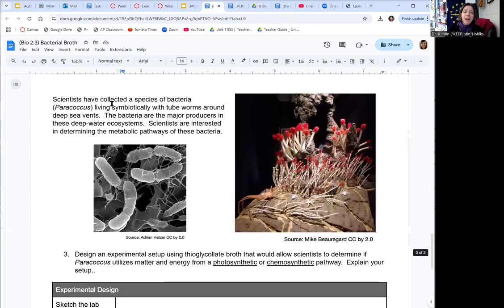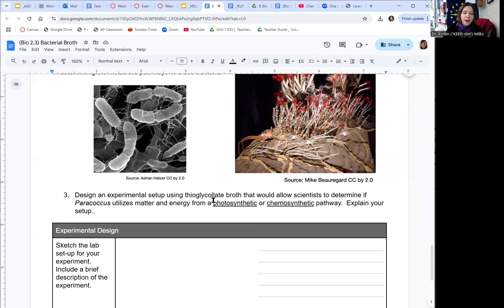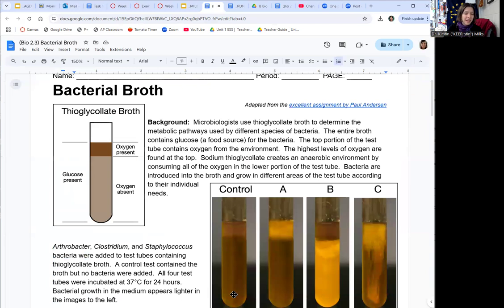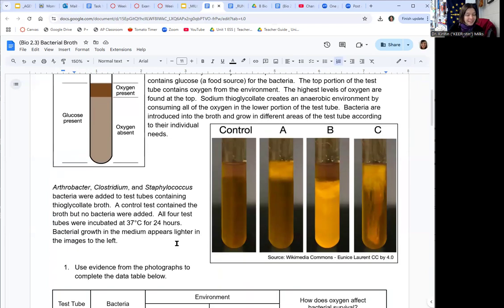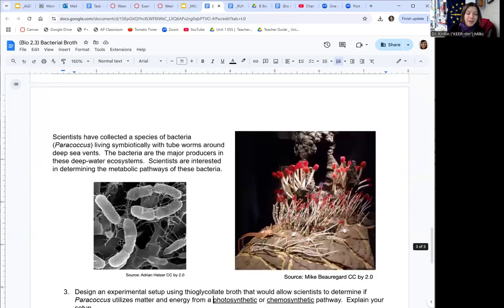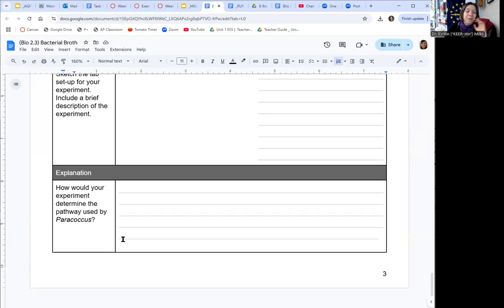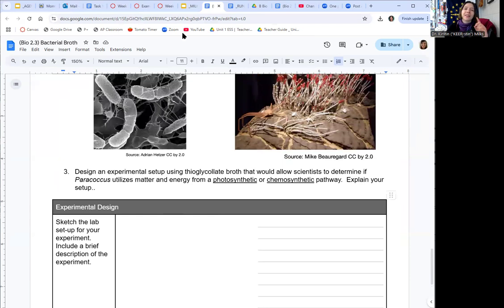So after that, imagine that scientists have collected a species of bacteria that live with these tube worms in these deep sea vents. These bacteria are the major producers. They are the things that get eaten, that then get eaten, that then get eaten. And scientists want to figure out, is it photosynthesis or is it chemosynthesis? So if you were absent, try to think about how you would use this type of test tube plus or minus a light to figure out if the bacteria are photosynthetic or if they're doing something else. In this case, doing chemosynthesis, getting their energy by manipulating the materials near the sulfur vents. So that's what's happening at the end of this assignment. I'd like you to try your best on this one if you weren't here.